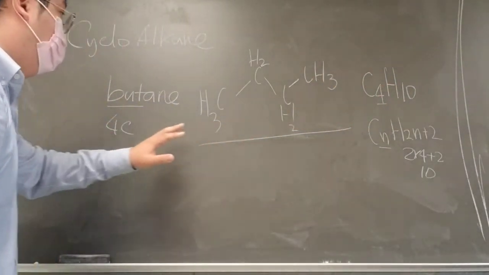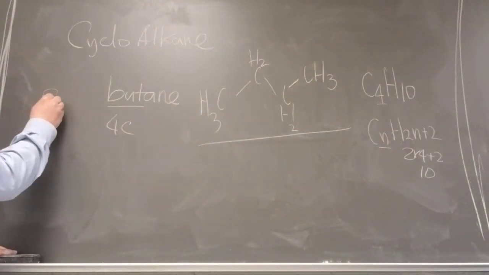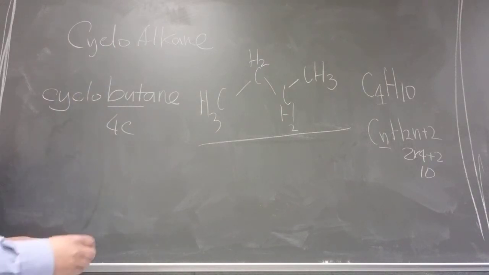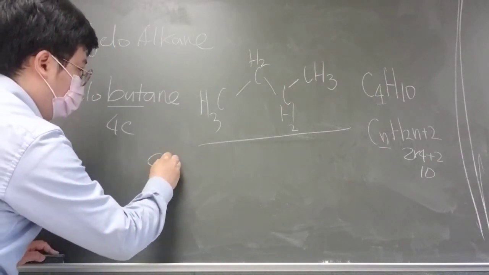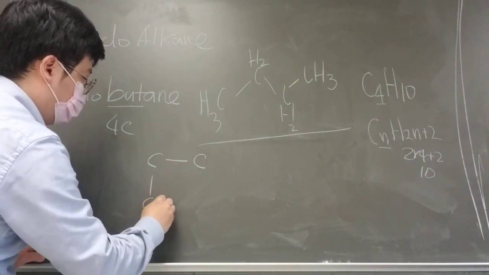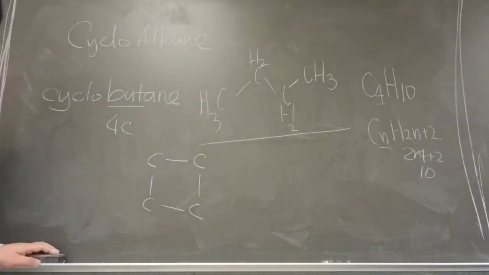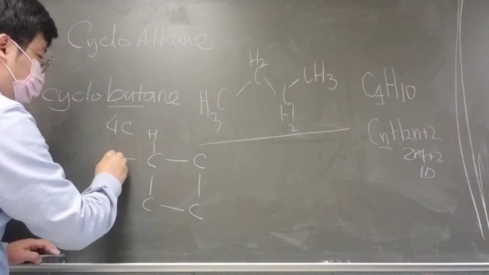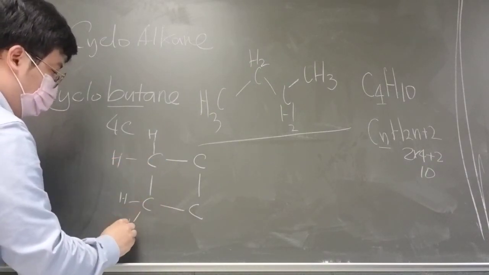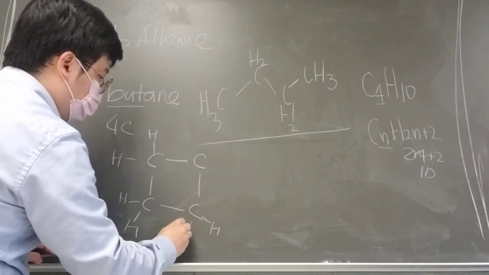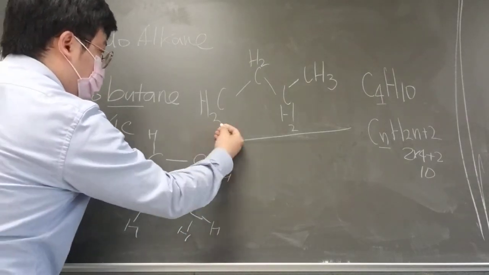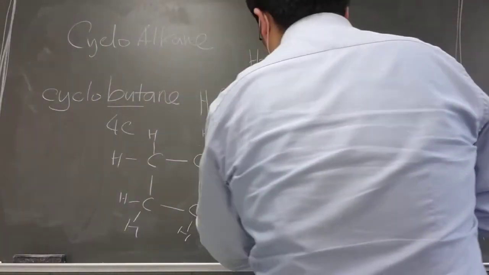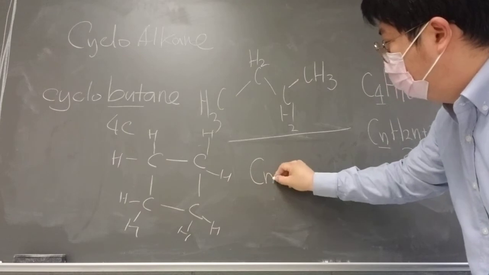But whenever you do cyclobutane, it's actually in a ring structure. So now it has a structure that looks like this. If you fill in the hydrogens, even though there is no double bond or triple bond, it now actually becomes CnH2n.